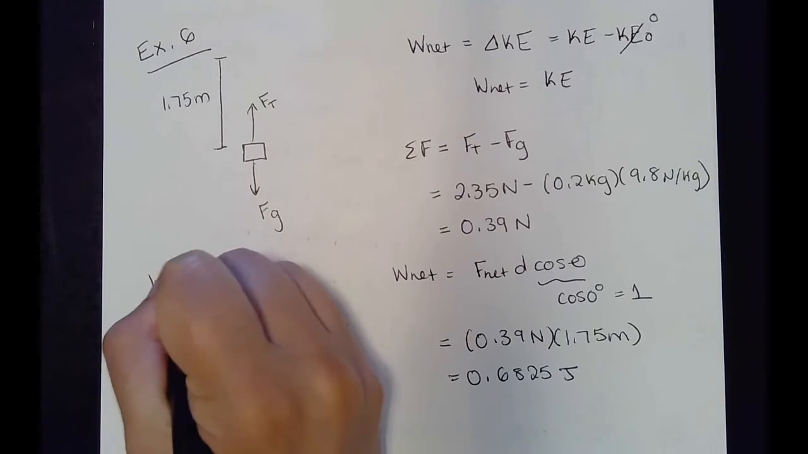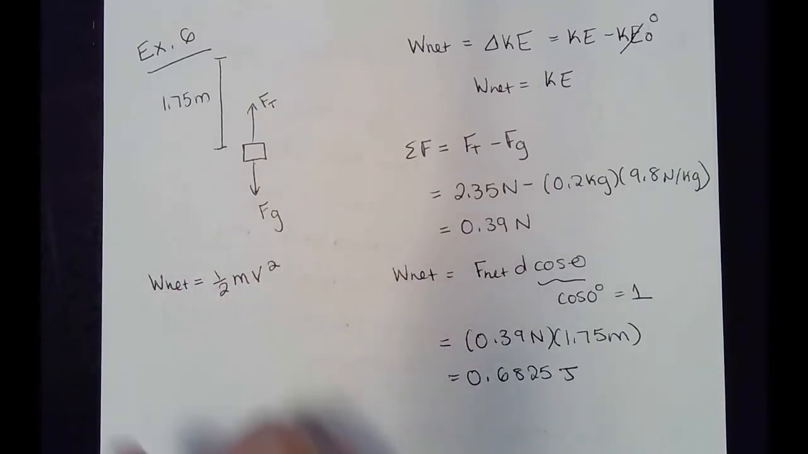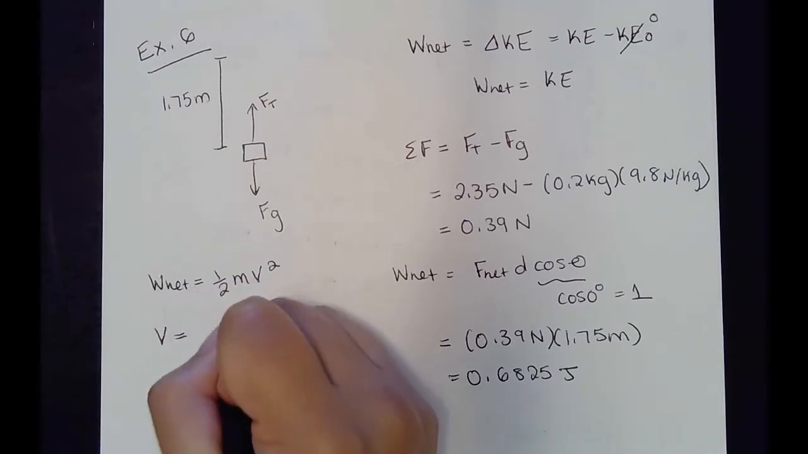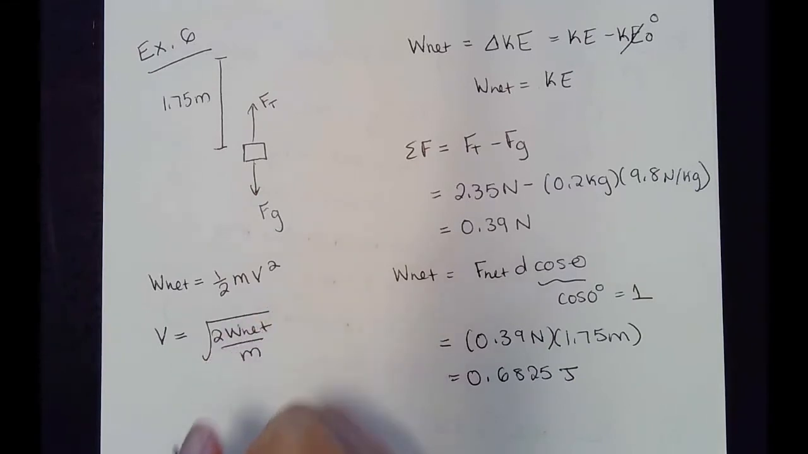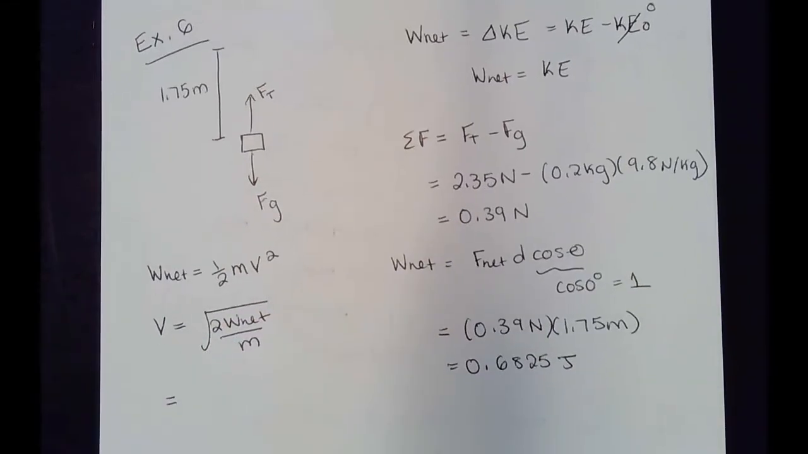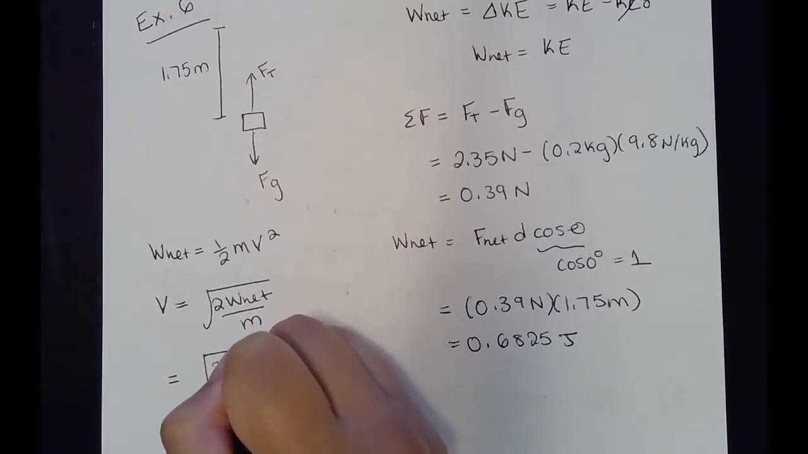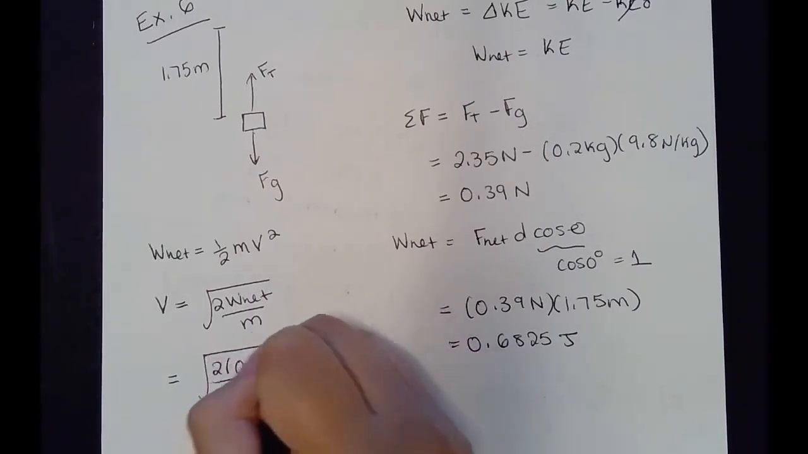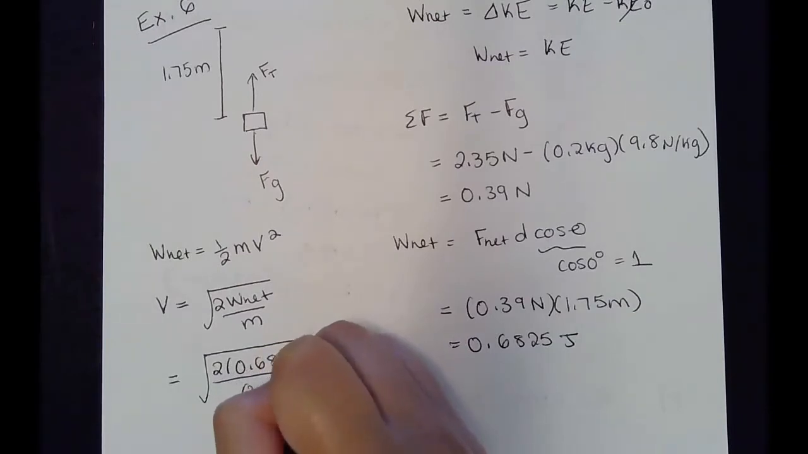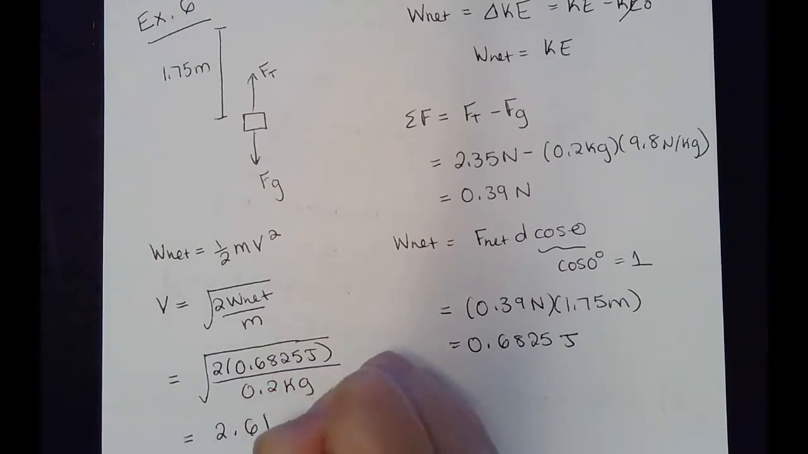So the net work equals the final kinetic energy, 1/2 mv squared. So v equals the root of 2 times the net work divided by m. So that's going to be the root of 2 times 0.6825 joules over 0.2 kilograms, which is 2.61 meters per second.